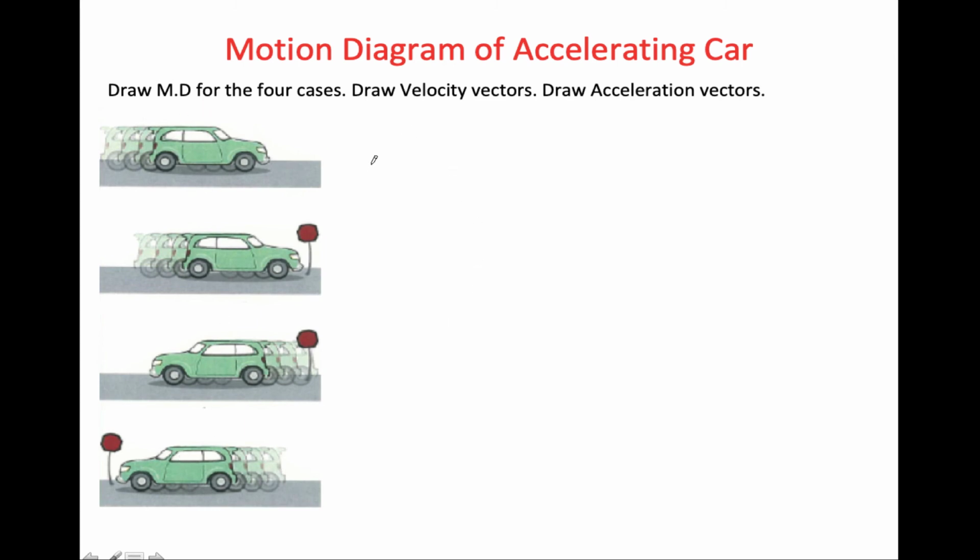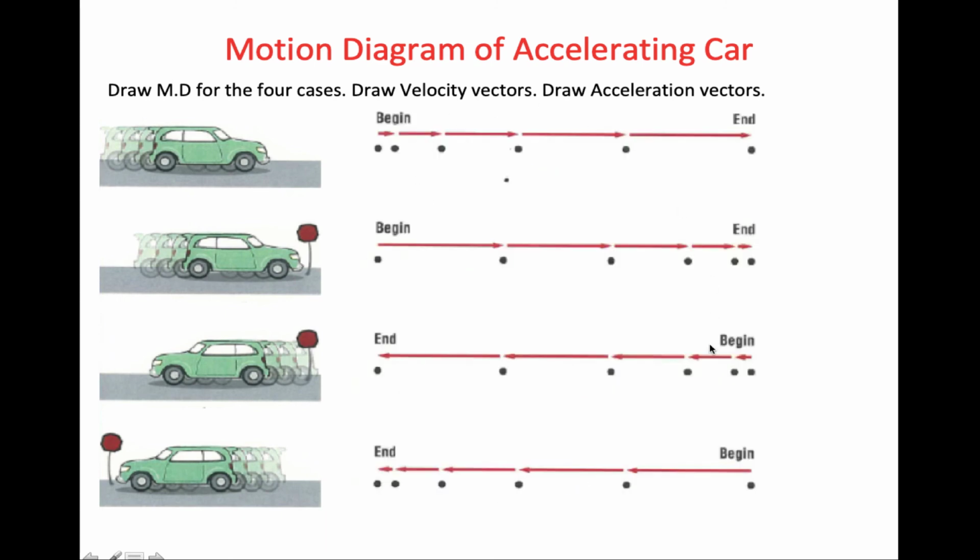Case 1, the car is speeding up, which means the dots are becoming farther and farther apart, and the velocity vectors are becoming bigger. In the second one, the car is coming to a stop, so it's slowing down. So the dots in the motion diagram are becoming closer and closer, and the velocity vectors are becoming smaller. In the third one, it is speeding up, but now it's speeding up to the left. So dots are getting farther apart, velocity vectors are becoming bigger, but they are pointing to the left. In the fourth case, car is moving to the left, it is coming to a stop, so dots are getting closer together, and velocity vectors are becoming smaller. So this is the final output.